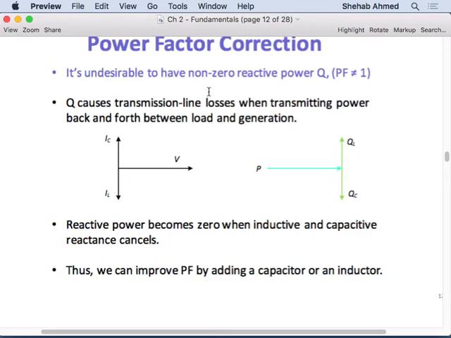So you always want to operate lagging, but with a reasonably good power factor, so 0.9 or 0.85 or 0.95. You want to operate lagging. But because these loads are changing, you cannot install huge big capacitors all the time, right?